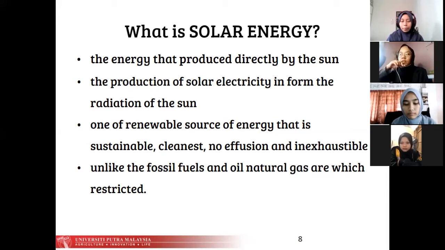So what is solar energy? Solar energy is the energy produced directly by the sun. It makes the production of solar electricity from the radiation of the sun. As we know, solar energy is one of the renewable sources of energy that is sustainable, cleanest, efficient and inexhaustible, unlike fossil fuels, oil and natural gas that are exhaustible.